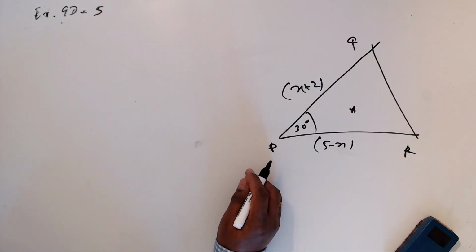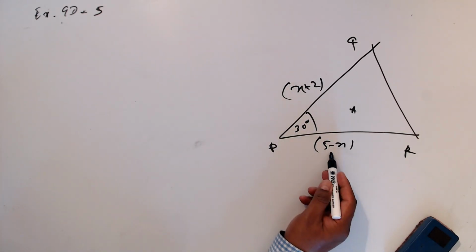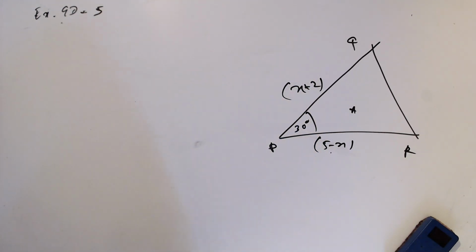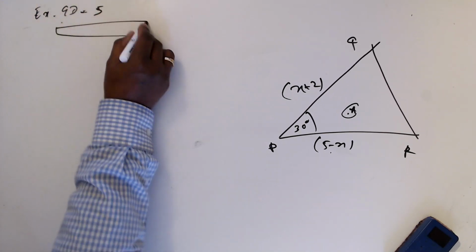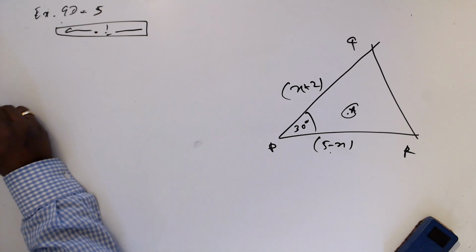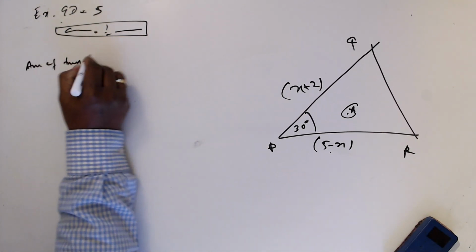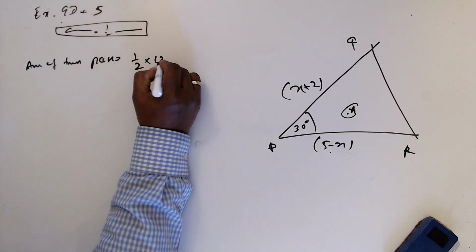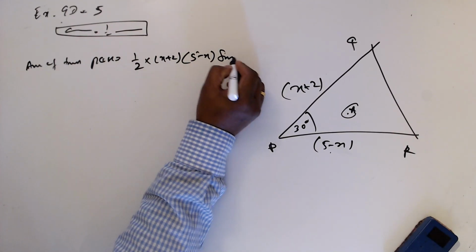Question number 5. So this is the sum. PR is 5 minus x, PQ is x plus 2, and in between is angle 30. We want to find the area A. So the rule first: area is half ab sine C. Area of triangle PQR is half times (x plus 2) times (5 minus x) times sine 30.